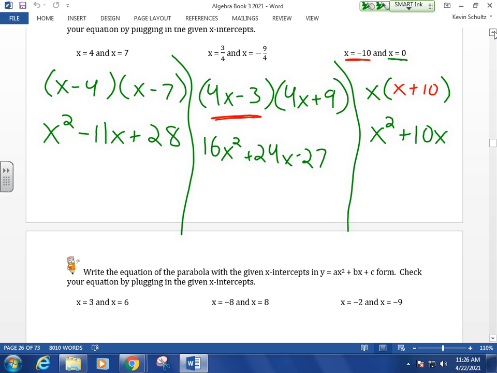Questions thus far? Soybe. For the fraction, did you always use the denominator? The denominator is always going to be your coefficient. Yes. Yep. And then that numerator, the opposite of that number is what your constant will be.